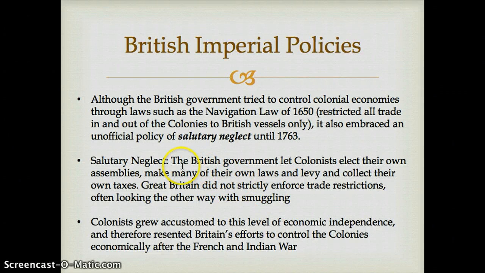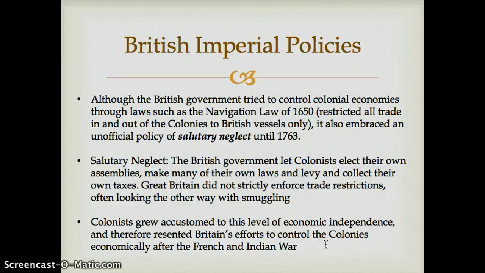The British government also took a hands-off approach towards the colonies in that they let them select their own assemblies and make some of their own laws and collect some of their own taxes. So colonists grew accustomed to this level of economic independence, and therefore when Great Britain tried to raise revenue from taxes on the colonies after the French and Indian War, colonists weren't happy about this. They resented Great Britain trying to control the colonies economically, because they had grown accustomed to salutary neglect, of being able to control their own affairs.